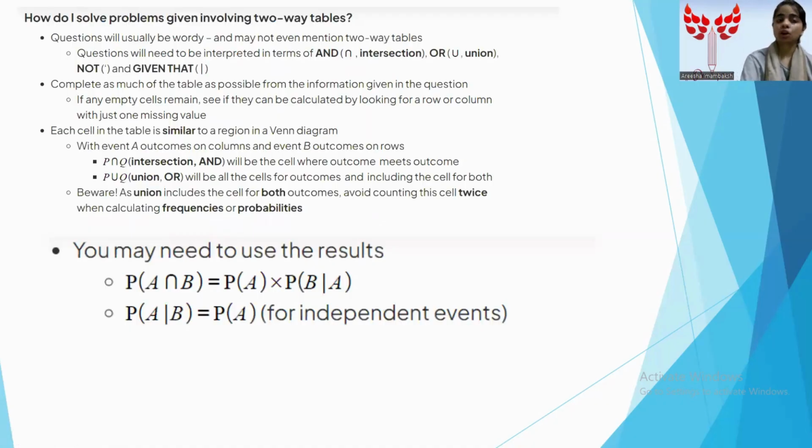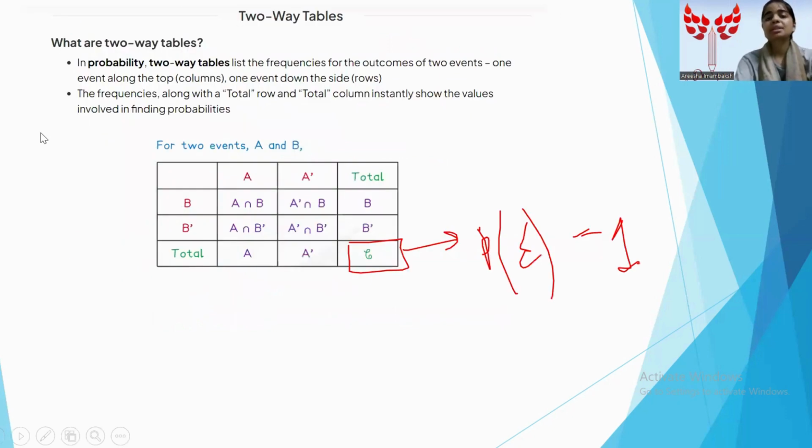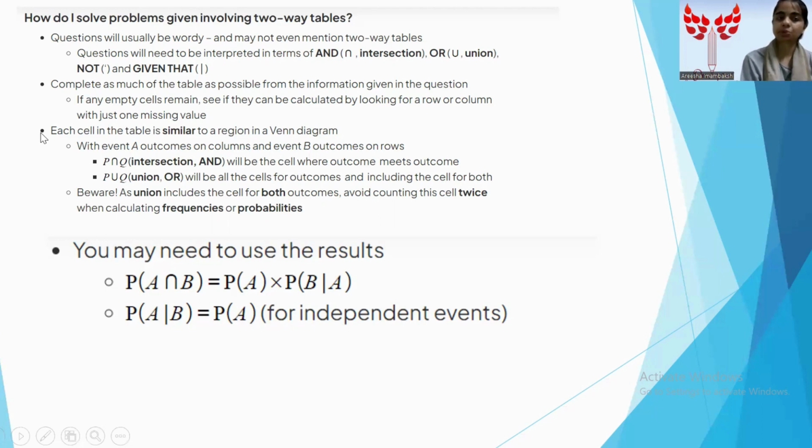Now, how do you solve two-way tables? Questions won't mention two-way tables most of the time. You need to identify whether you really need the two-way table here. The question has to be interpreted in the form of and, or, not, given that. Sometimes the question might not be that strict, but I always suggest you go with the table, complete it with as much information as you have. Then you can fill out the missing values through the rows and complete the whole table.